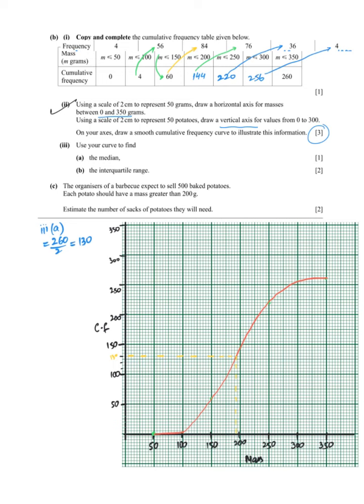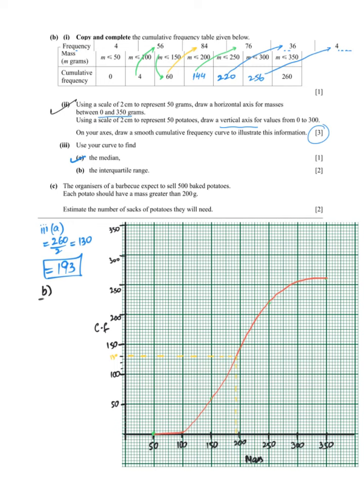So the values on the x-axis here are 150, 160, 170, 180, 190, and between 190 and 195. So I will say that the median is 193. Alright, from the graph. After the first part, we need to find out the interquartile range.